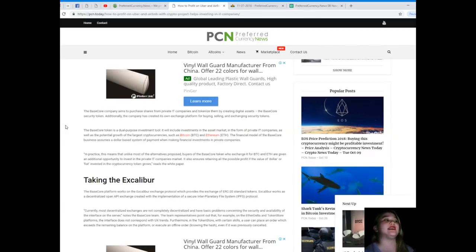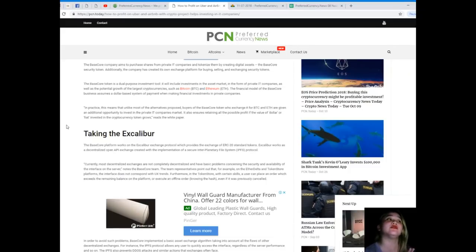The Basecore token is a dual-purpose investment tool. It will include investments in the asset market in the form of private IT companies, as well as the potential growth of the largest cryptocurrencies such as Bitcoin or BTC and Ethereum or ETH. The financial model of the Basecore business assumes a dollar-based system of payment when making financial investments in private companies. So in practice, this means that unlike most of the alternatives proposed, buyers of the Basecore token who exchange it for BTC and ETH are given an additional opportunity to invest in the private IT companies market. It also ensures retaining all the possible profit if the value of dollar or fiat invested in the cryptocurrency token grows, reads the white paper.